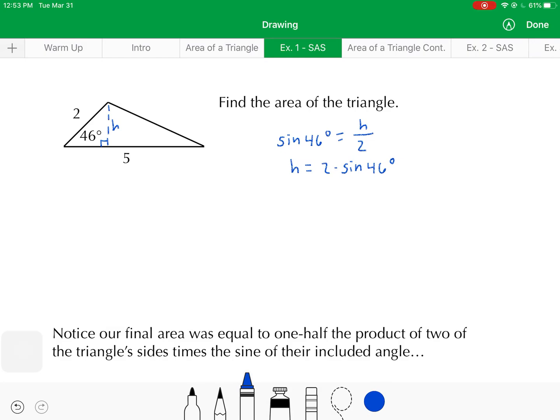Now I'm able to find the area of the entire triangle. The area will equal 1/2 times the base of the triangle, and based on how I drew in my altitude, the base has to be 5 units, the side that's perpendicular to that altitude, multiplied by h, which is this 2 times the sine of 46 degrees. So let's punch that in, and we end up with 3.60 square units.